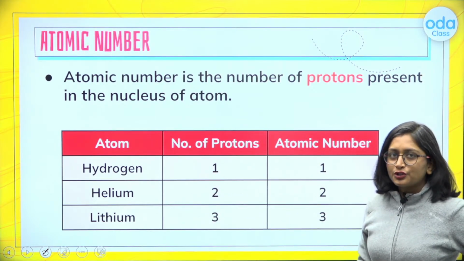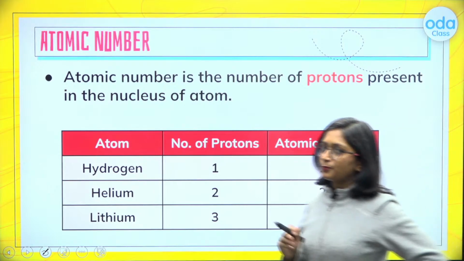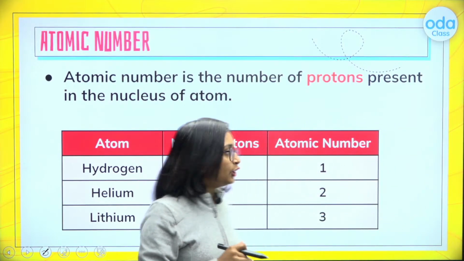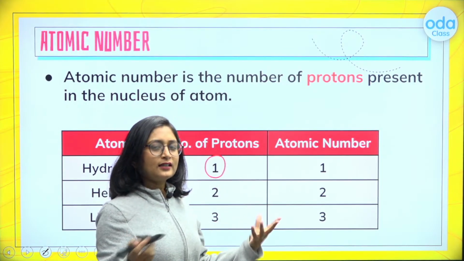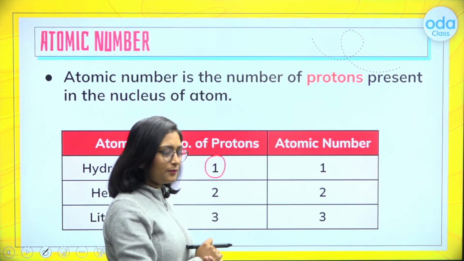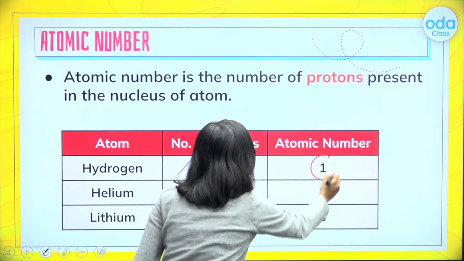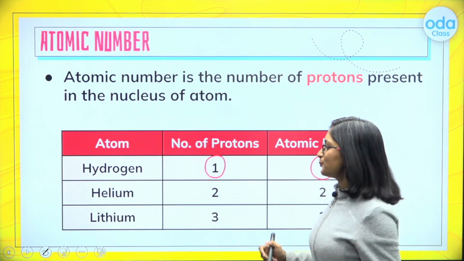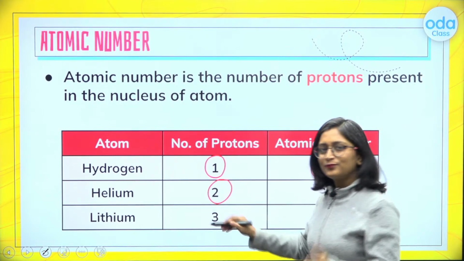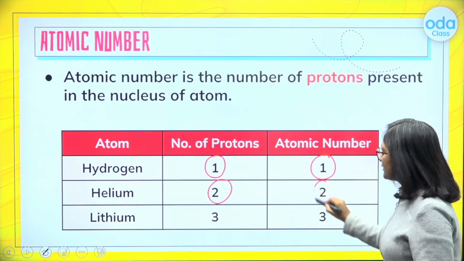See, the hydrogen, right? If you look into the number of protons present in hydrogen, you will find that it's 1. As we know that the number of protons is equal to the atomic number, thus the atomic number is also 1. Let us talk about helium. The number of protons present in helium is 2. Same case, the atomic number is going to be 2.